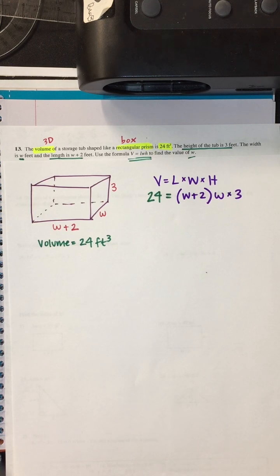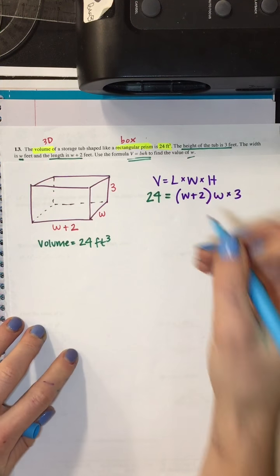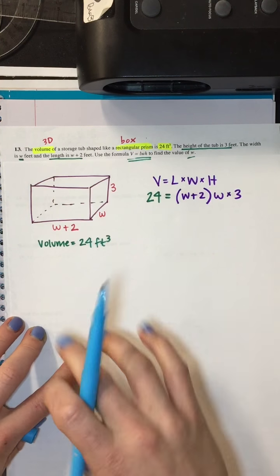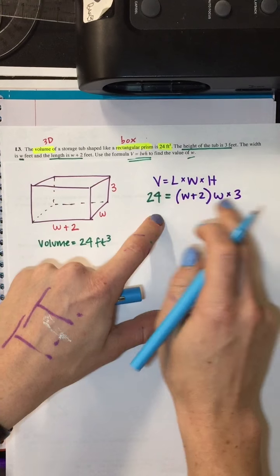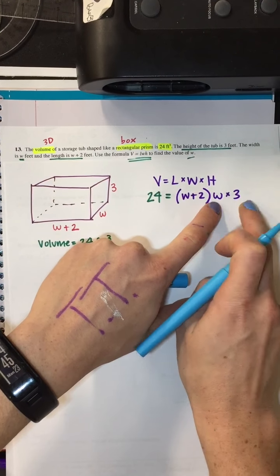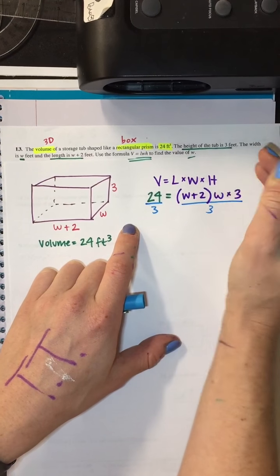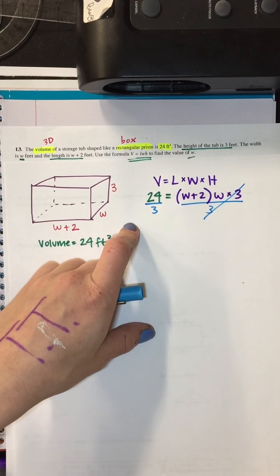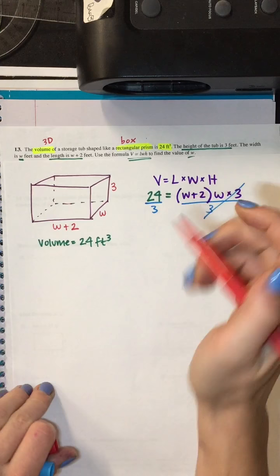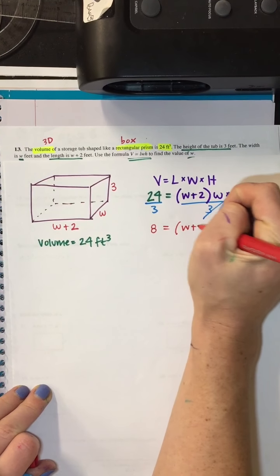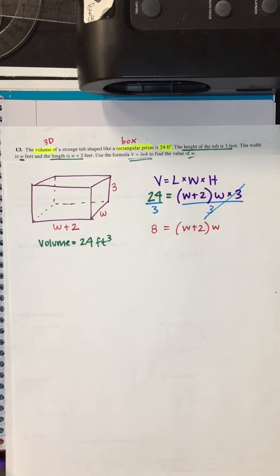Now there are 2 different ways to solve it. So I'm going to do it 2 different ways. I'll do the first way first, and then I'll do the second way at the bottom. So the first thing I can do here is divide by 3 on both sides. Cancel this. And then I get, okay, 24 divided by 3, that's 8, is equal to W plus 2 times W.